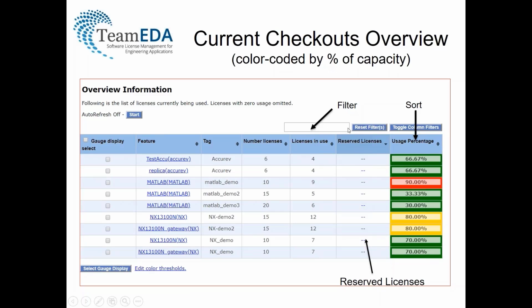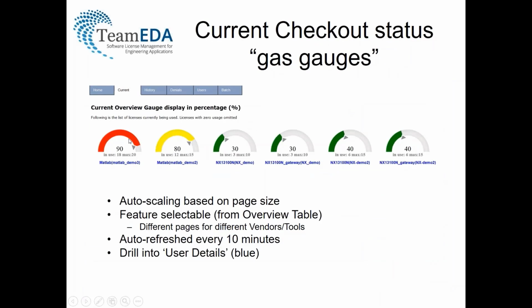If the table is too big, you can use this filtering box up here to get to the specific tools that you're interested in, and you can sort by clicking on the column heading to sort from highest to lowest or lowest to highest. We can also show the current checkouts by what we call the gas gauge display.